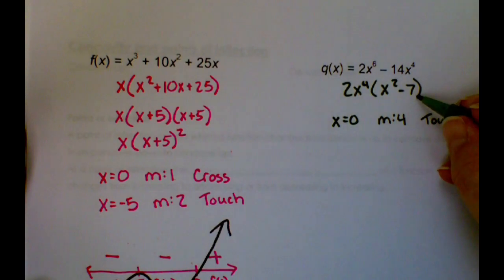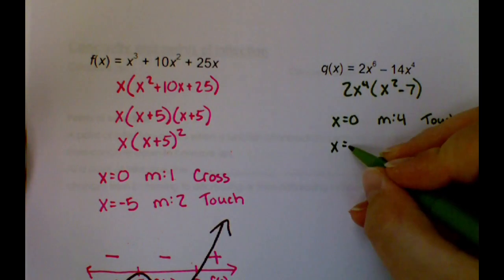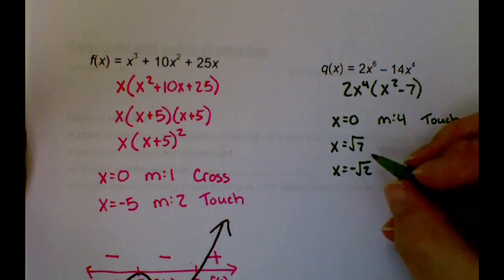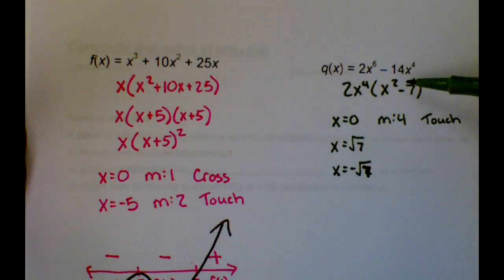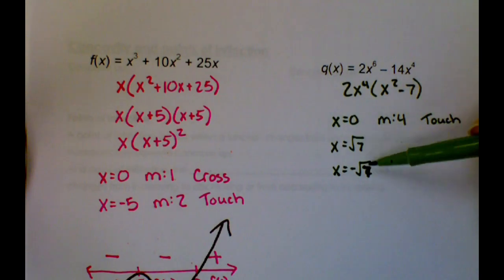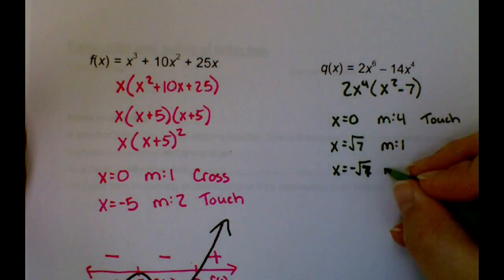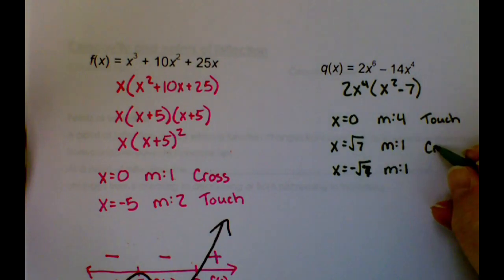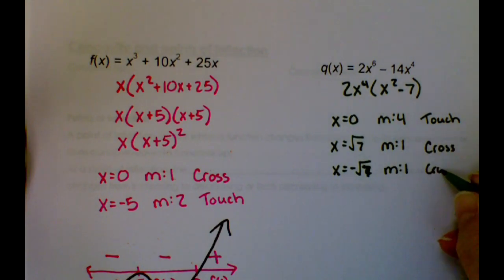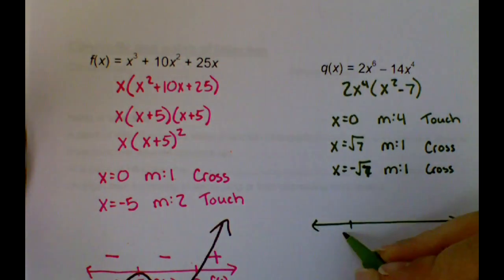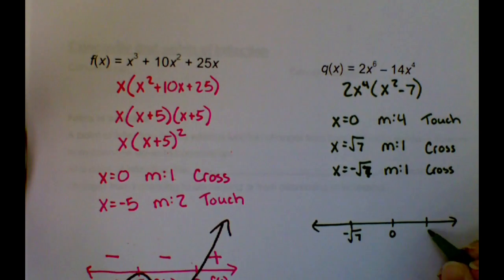When I solve x squared minus 7, I get x equals positive square root 7 and x equals negative square root 7. Oops, that should be a 7. Now I know this was a squared, which makes me feel like the multiplicity should be a 2, but that squared resulted in 2 separate solutions. So each one has a multiplicity of 1, which means each of these are points where we will cross the x-axis.